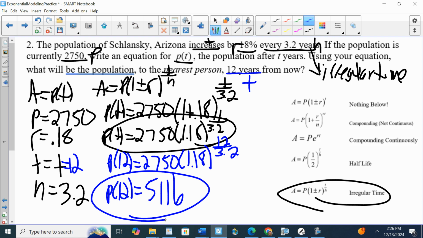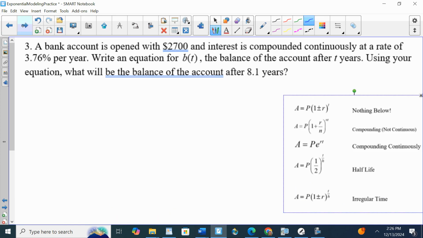Again, I looked for keywords or phrases: every 3.2 years. That's irregular time, so I use the irregular time formula. Once I do that, I'm just subbing in. A bank account opened with 2,700. Interest is compounded. Boom, there's my keyword. It could be one of those.